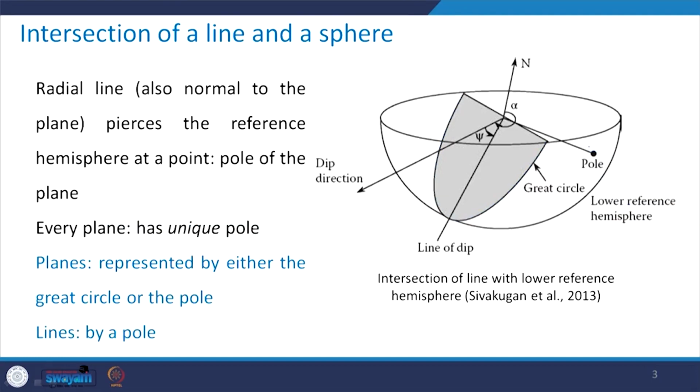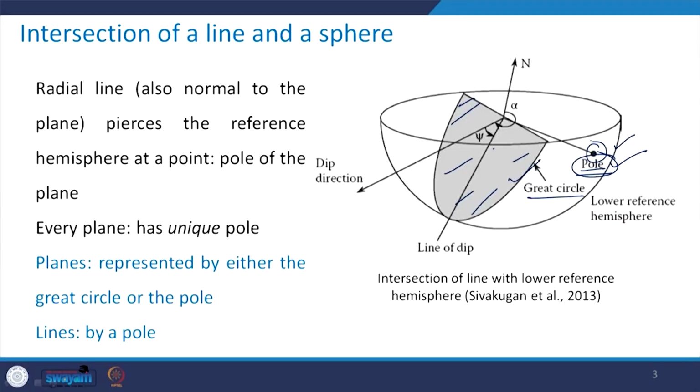Now, in other words, say this is the plane, and when you have a line which is perpendicular to this plane, it intersects the hemisphere at a particular point which is called the pole. So, this is also called the pole of a plane. Remember, every plane will have a unique pole because the normal to it will be one, and its intersection with the sphere is going to be unique.